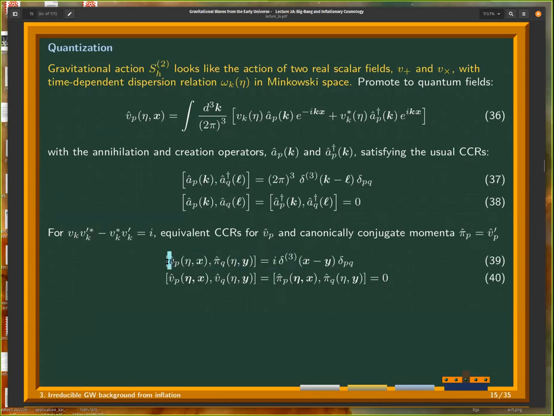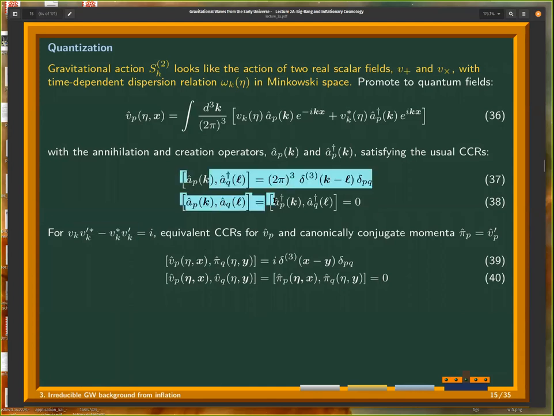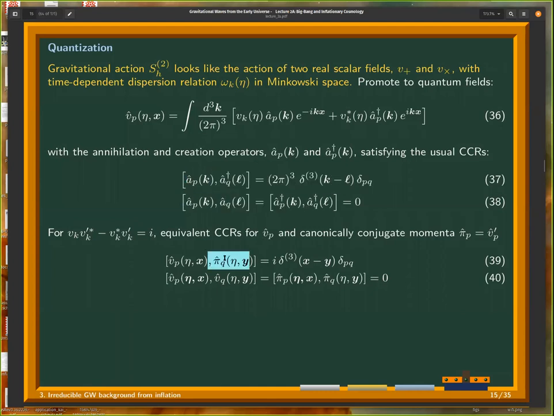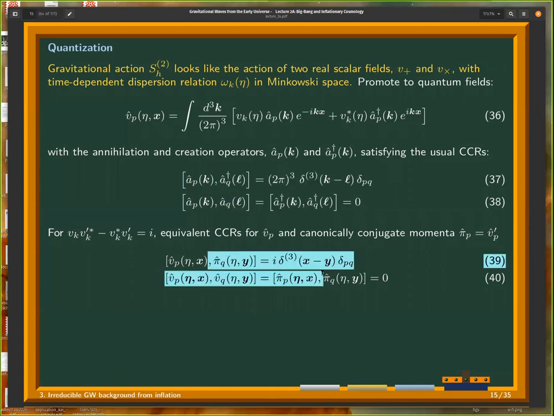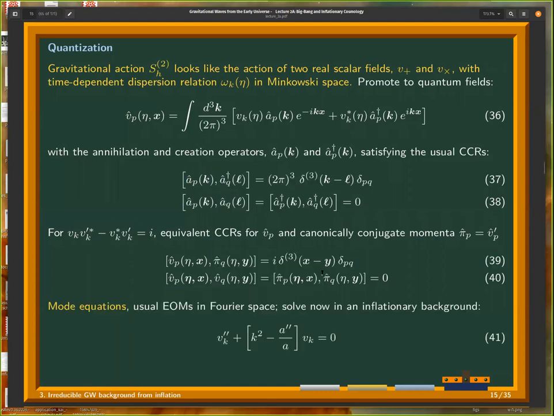So we just have the field variable commuting with its canonically conjugate momentum. And these commutation relations are the same. They are equivalent if I impose this normalization condition on the Fourier modes. But as soon as this condition is satisfied, this set of commutation relations is really the same as this set of commutation relations. Okay, so now we have a quantum field theory for these quantized fields v plus and v cross.